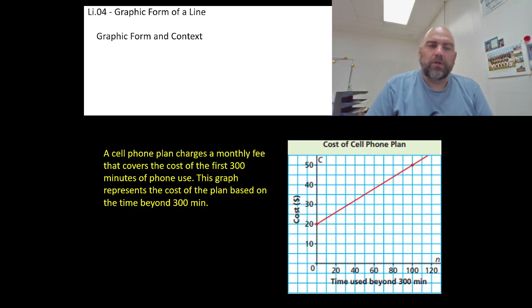Here's the first example we're going to look at. A cell phone plan charges a monthly fee that covers the cost of the first 300 minutes of phone use, and this graph represents the cost of the plan based on time beyond 300 minutes.